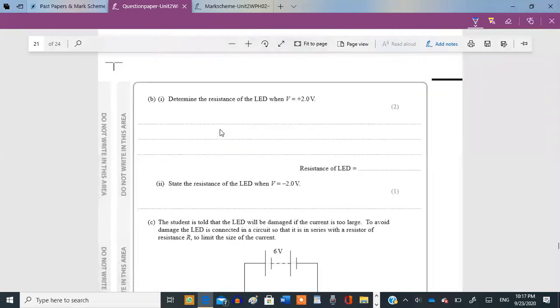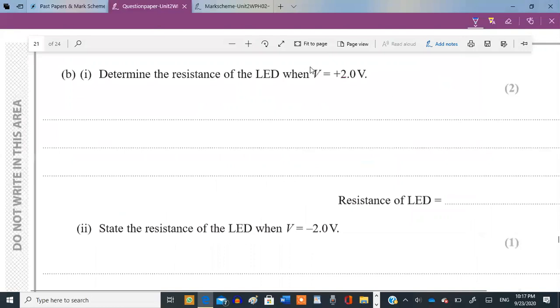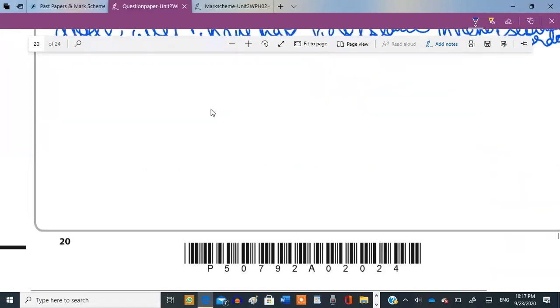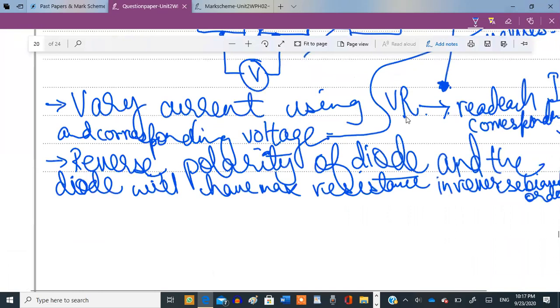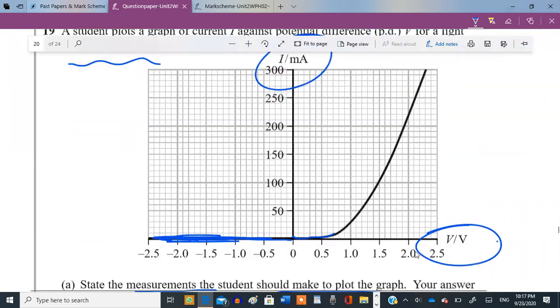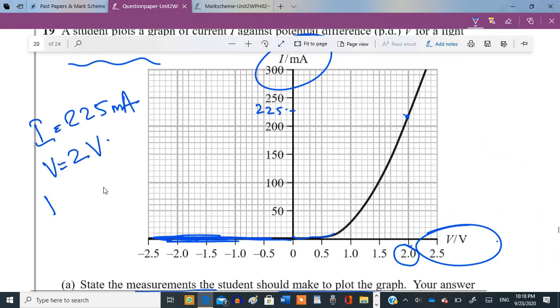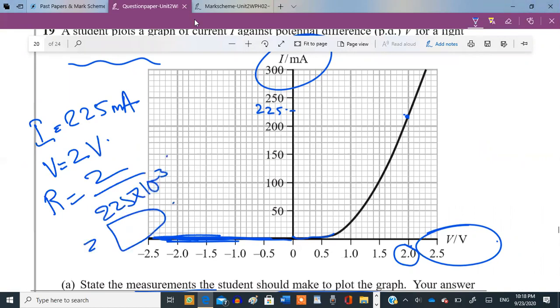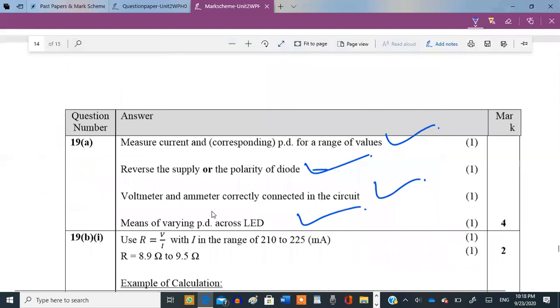Part 1, determine the resistance of the LED when the voltage is plus 2 volts. For the resistance, R is equal to V upon I. The voltage given to you is 2. What's the corresponding current value at that point? The voltage is 2, and the corresponding current value is going to be 225 milliamperes. This is the current. The voltmeter reading is 2 volts. So R is V upon I, so 2 upon 225 raised to the power minus 3. Then this will give you your resistance.